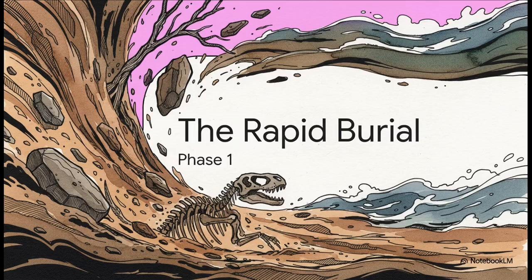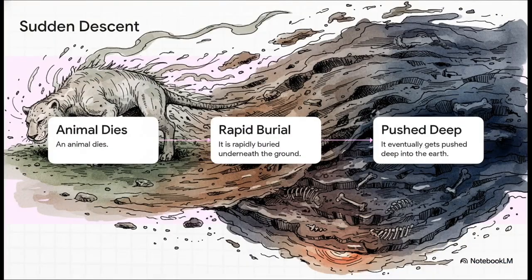Phase 1. The rapid burial. So before deep time can even start doing its thing, a really fast, almost chaotic physical incident has to kick the whole transformation off. According to our source, the timeline begins super abruptly. An animal dies. But crucially, it doesn't just stay out there exposed to the elements. Boom, it's rapidly buried underground. Just a really swift, total covering of that organic material. From there, it's pushed incredibly deep into the earth. It's this chaotic, vertical descent away from the surface world straight down into the crushing depths. And without this extremely fast first phase, the rest of the process simply cannot happen.